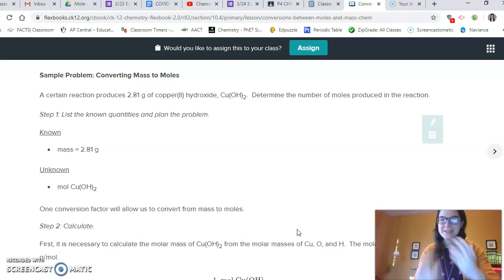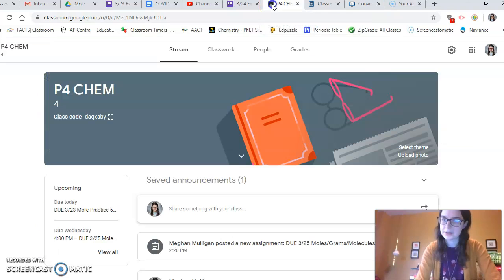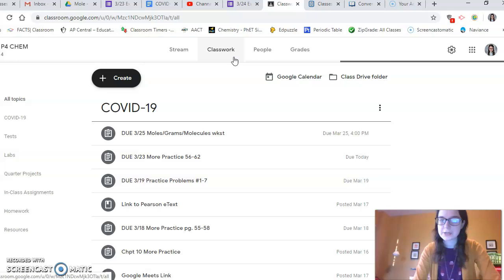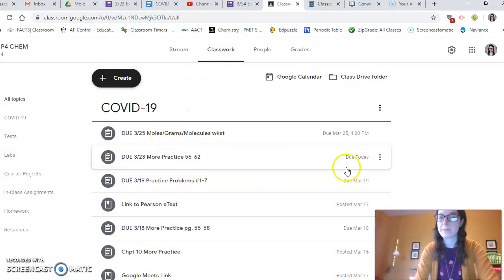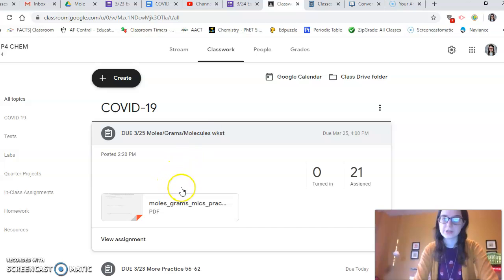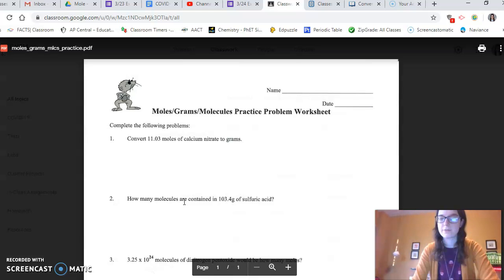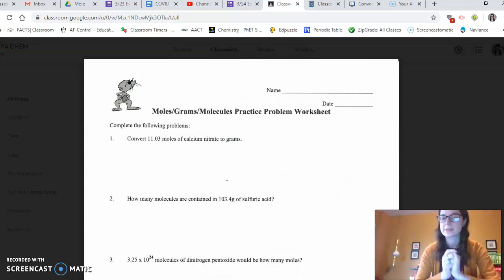Okay, so that's CK12. For homework tonight, you will have a worksheet to work on that goes along with these conversions. You can find that under classwork. It says due 3/25, which is tomorrow. And remember, I'm making everything due at 4 p.m. now, so that's due at 4 o'clock tomorrow. If you click that, there should be a PDF there for you to either print out and do, or you can do it, showing all of your work, on a loose leaf piece of paper. If you don't have a printer, that's also fine.